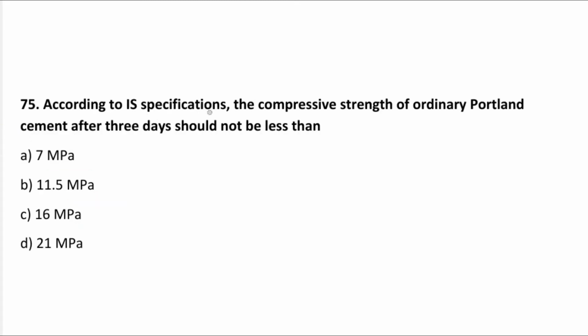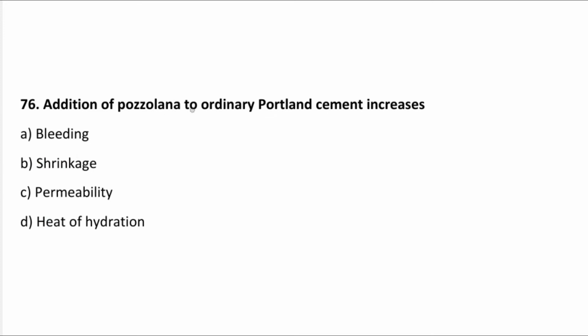So next question, according to IS classification, the compressive strength of ordinary Portland cement after 3 days should not be less than option A 7 megapascal, option B 11.5 megapascal, option C 16 megapascal, option D 21 megapascal. So the correct answer is option C, 16 megapascal. So next question, addition of pozzolana to ordinary Portland cement increases option A bleeding, option B shrinkage, option C permeability, option D heat of hydration. So the correct answer is option B, shrinkage.